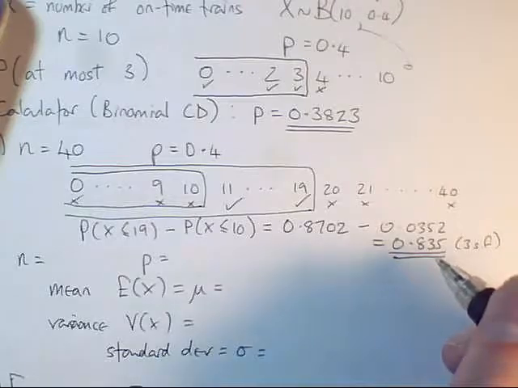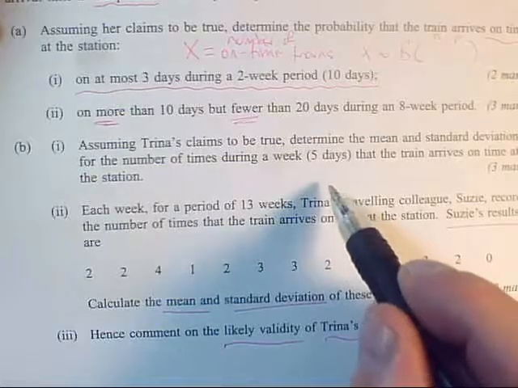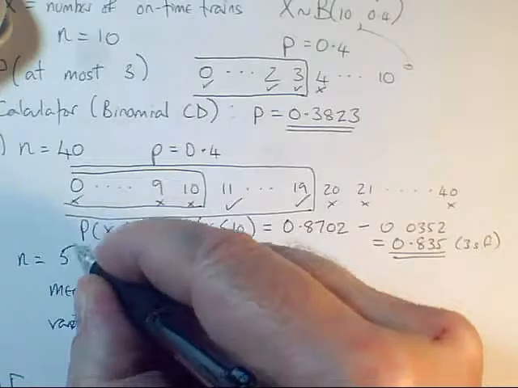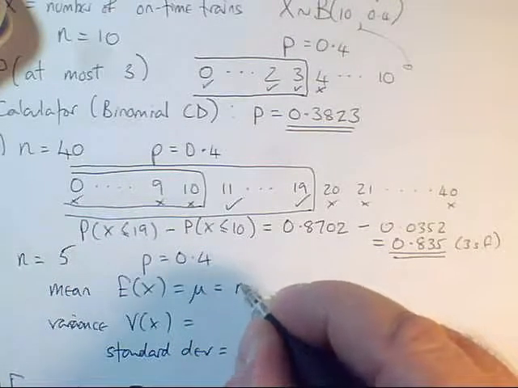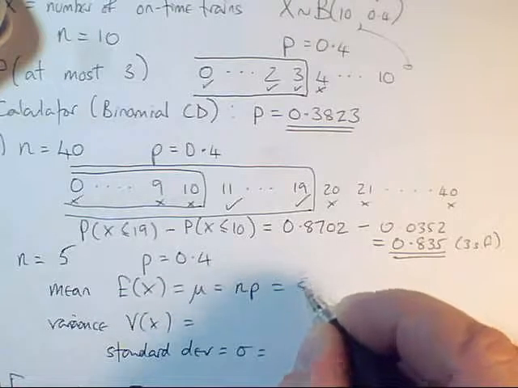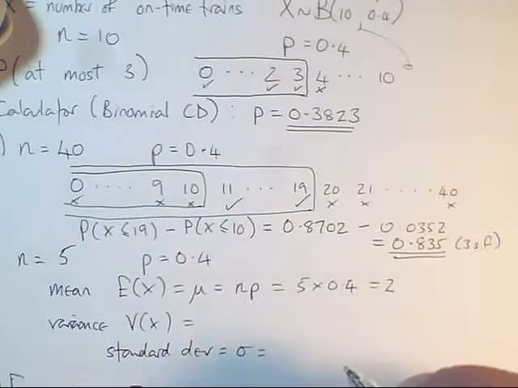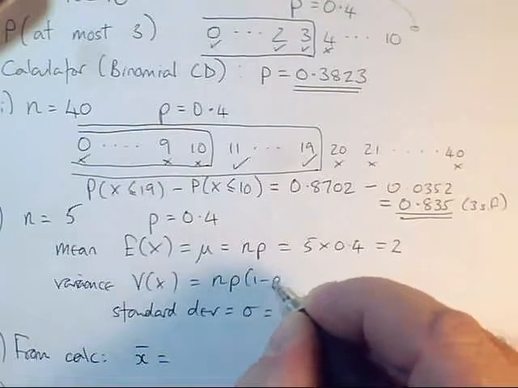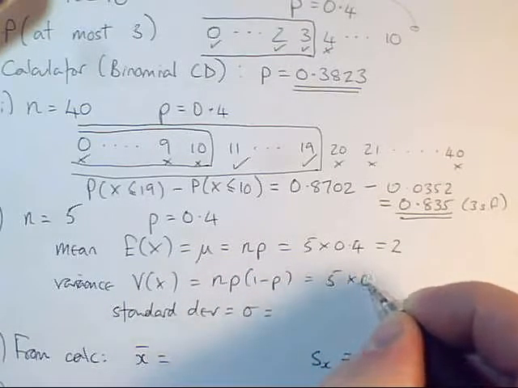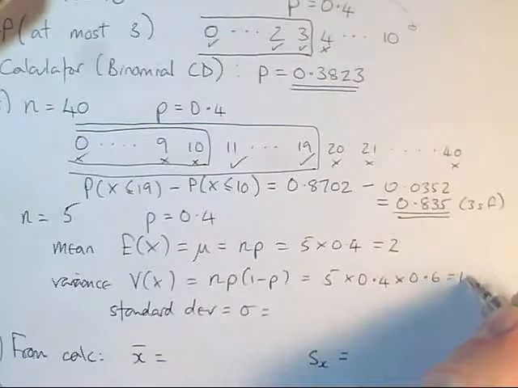Okay, then for part B of the question, we've got yet another change in n, because now we're just dealing over 5 days, but p is still going to be 0.4. So n is 5 days, p is 0.4. The formula for the mean from your formula book is np. So I need to do 5 times 0.4, which is exactly 2. And the variance, which is np(1 minus p), is going to be 5 times 0.4 times 1 minus 0.4, which is 0.6, which gives an answer of 1.2.